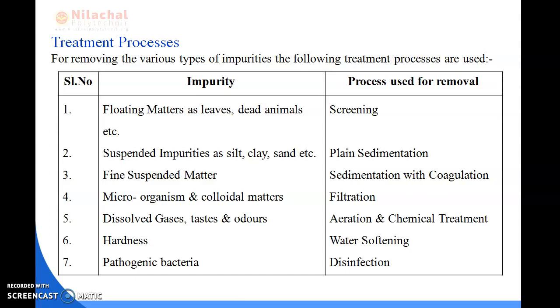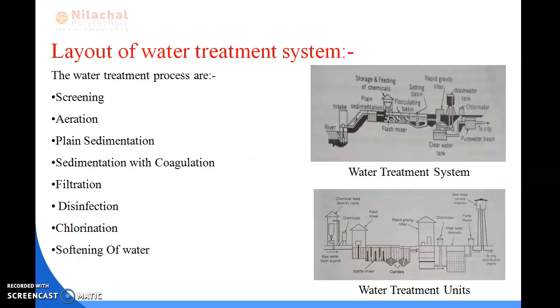Okay, so next we will be reading about the treatment process. So in the treatment process we will first know that for removing the various types of impurities, the following treatment processes are used. Okay, I have already discussed the water treatment processes. First is screening, aeration, plain sedimentation, filtration, disinfection, chlorination and softening of the water.